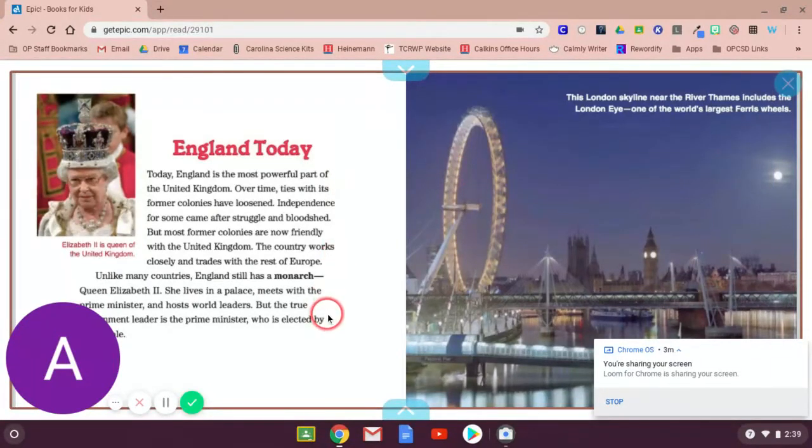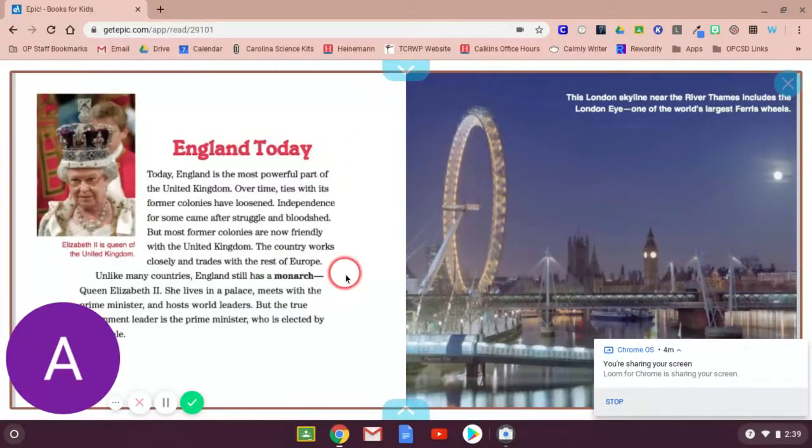Here's this short piece of text. I'm just going to look at this page though. England Today. Today, England is the most powerful part of the United Kingdom. Over time, ties with its former colonies have loosened. Independence for some came after struggle and bloodshed, but most former colonies are now friendly with the United Kingdom. The country works closely and trades with the rest of Europe. Unlike many countries, England still has a monarch, Queen Elizabeth II. She lives in a palace, meets with the Prime Minister, and hosts world leaders. But the true government leader is the Prime Minister, who is elected by the people.